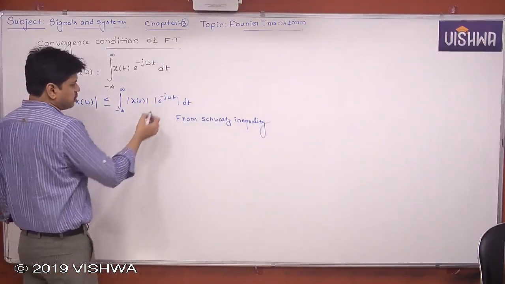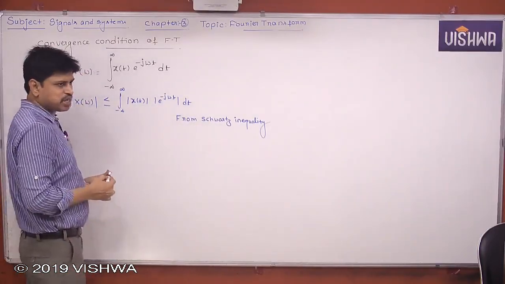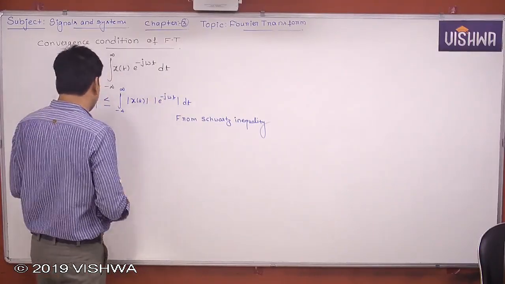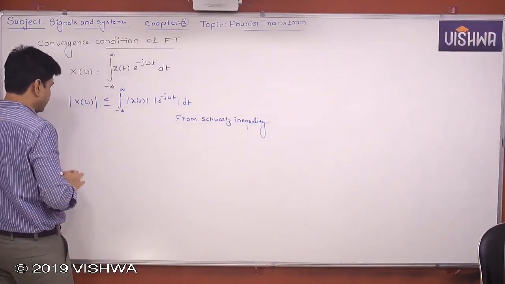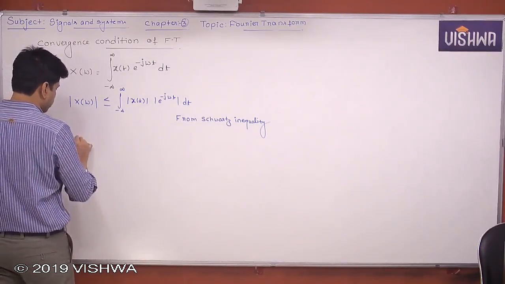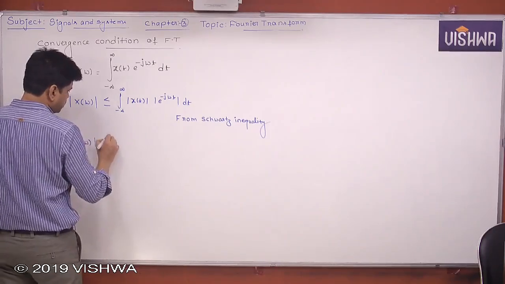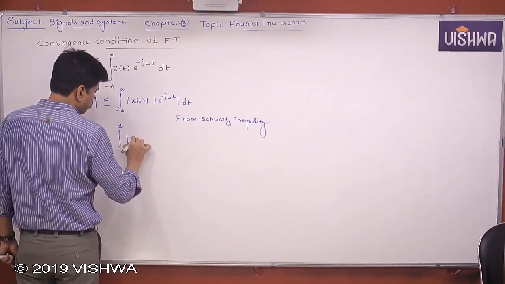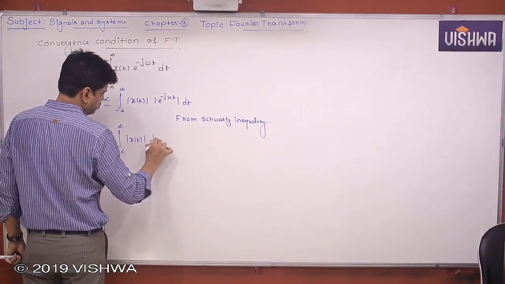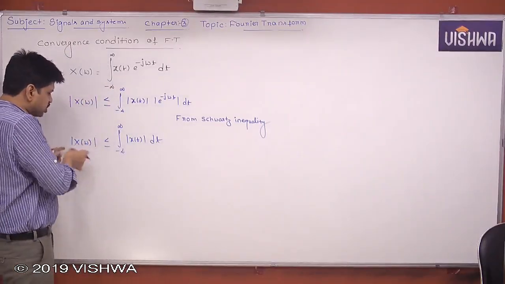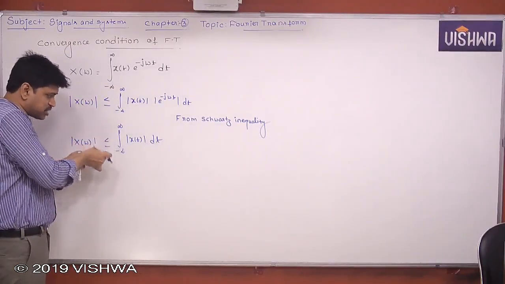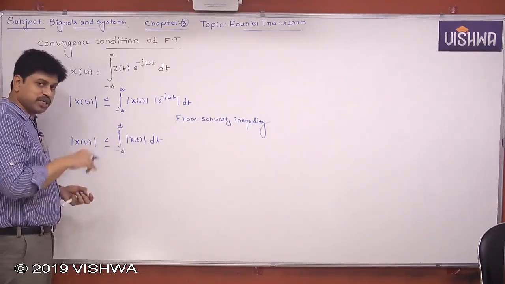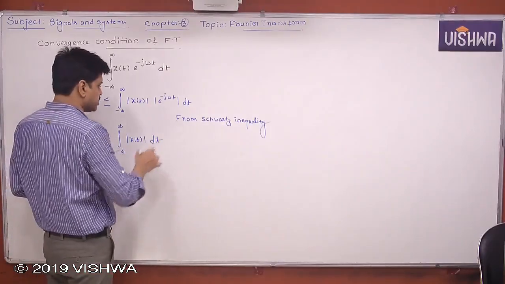Now you tell me, what is the modulus, the magnitude, of e power minus j omega t? That is going to be 1. So from this I can say mod X of omega is less than or equal to the integral from minus infinity to infinity of mod x of t dt. This has to be bounded. That means it has to be always less than or equal to some maximum value, and this should not be infinity. So it has to be less than infinity.